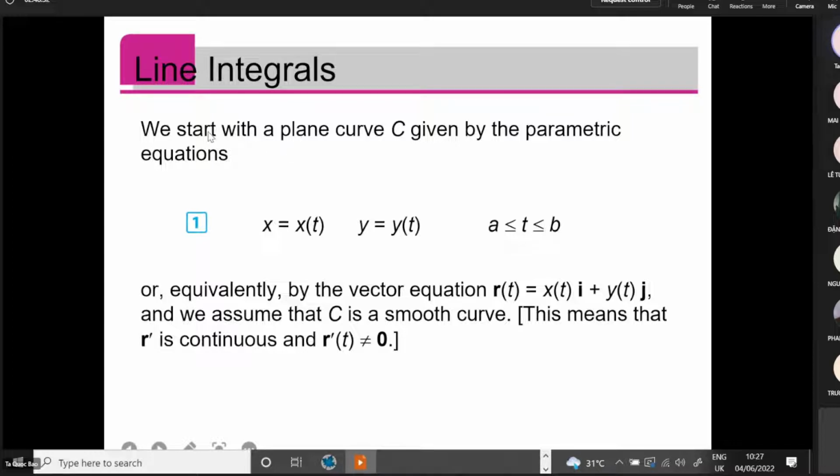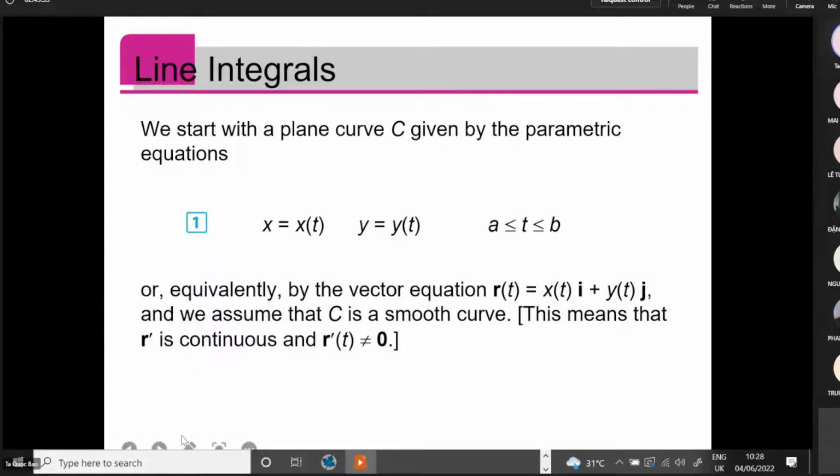Assume that we have a curve C given by the parametric equations x = x(t) and y = y(t) for t in [a, b]. So now we have a vector equation r(t) = x(t)i + y(t)j. Now we assume that C is a smooth curve. C is a smooth curve means that the derivative of the vector equation is continuous.